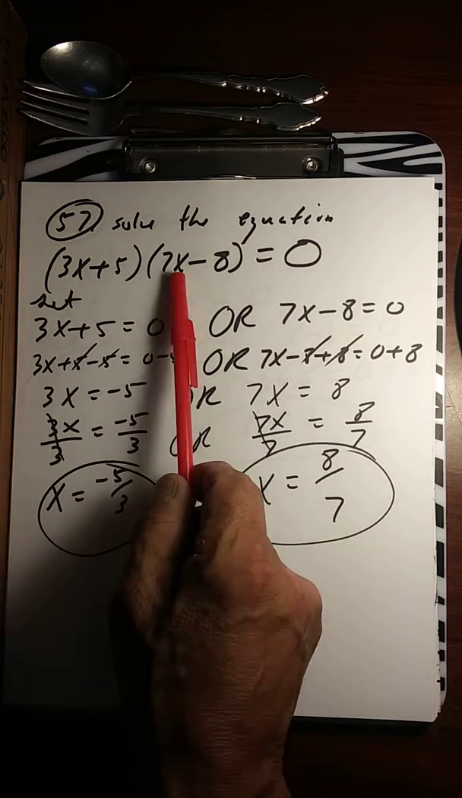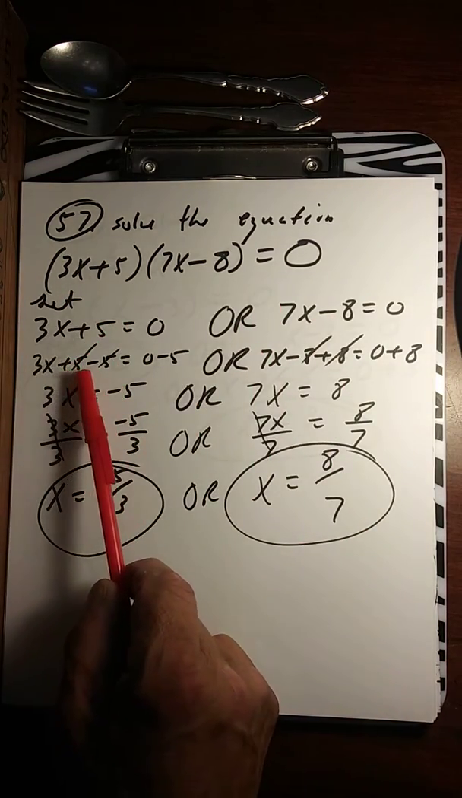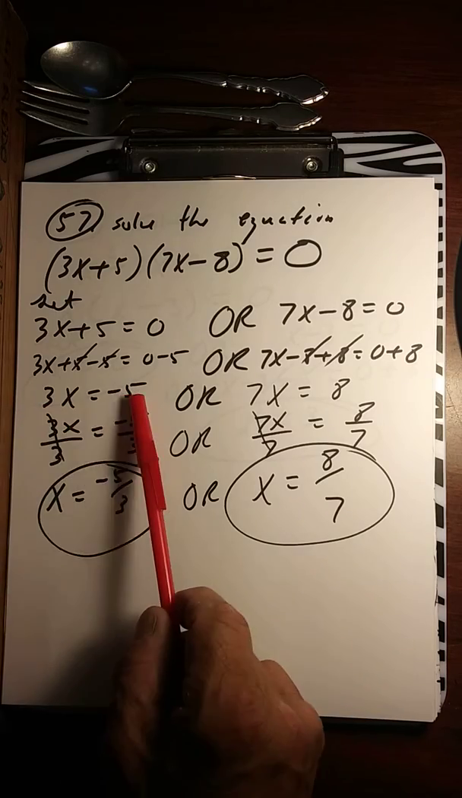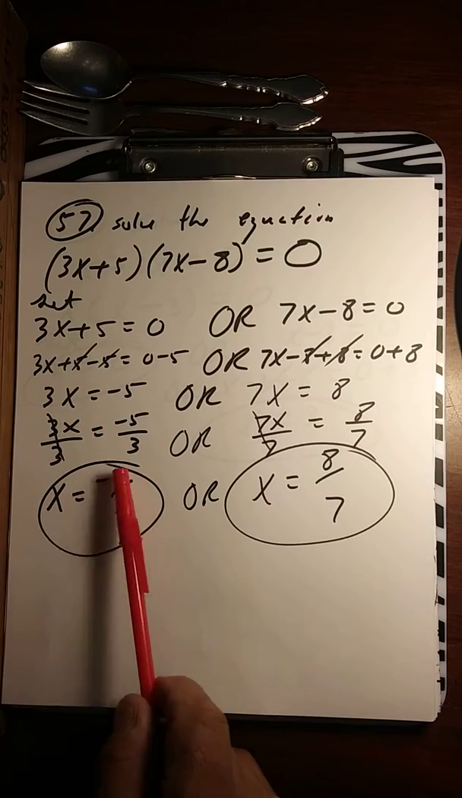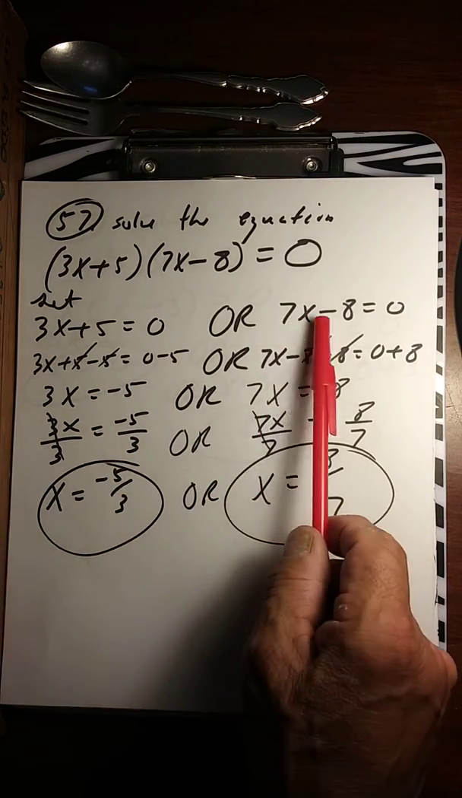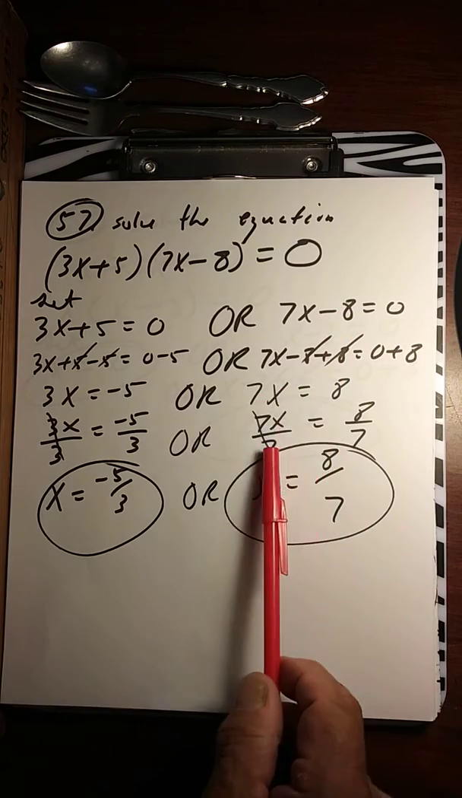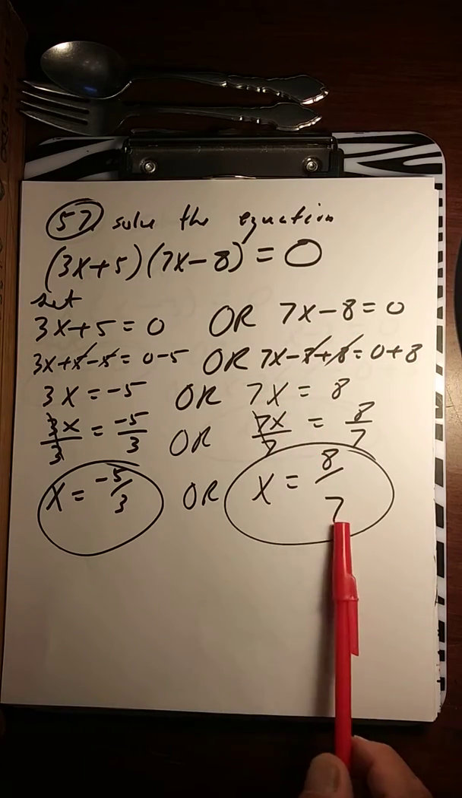9. 3x plus 5 equals 0, 7x minus 8 equals 0, so now we have minus 5 minus 5, so 3x equals negative 5, divided by 3, x equals negative 5 over 3. 7x minus 8, add 8, add 8, 7x equals 8, divided by 7, so x equals 8 over 7.